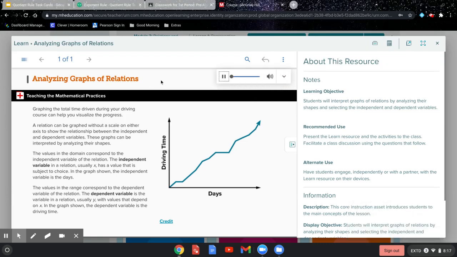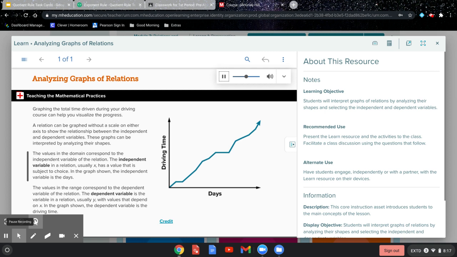Analyzing graphs of relations. Teaching the mathematical practices. Graphing the total time driven during your driving course can help you visualize the progress. A relation can be graphed without a scale on either axis to show the relationship between the independent and dependent variables. These graphs can be interpreted by analyzing their shapes.